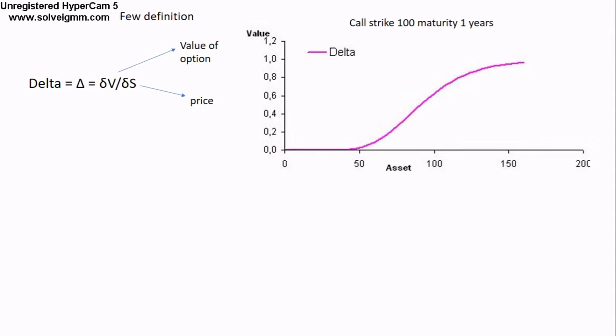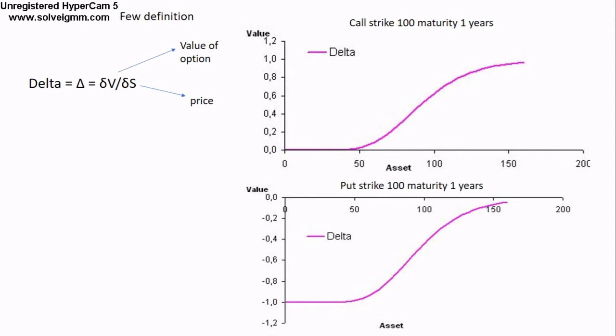This is, for example, a call with strike 100 and maturity 1 year, and a put with strike 100 and maturity 1 year. We can see when we are out of, at, and in the money. Easy. And we have to know delta. Delta is a function of S. This is really important because delta is not a constant.